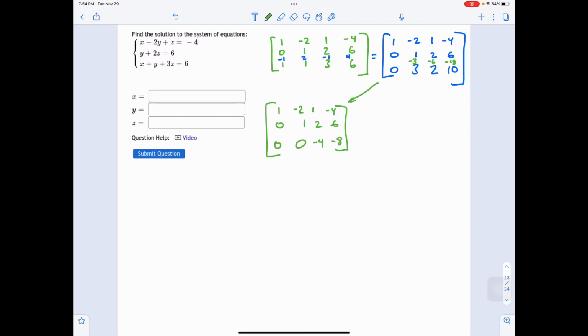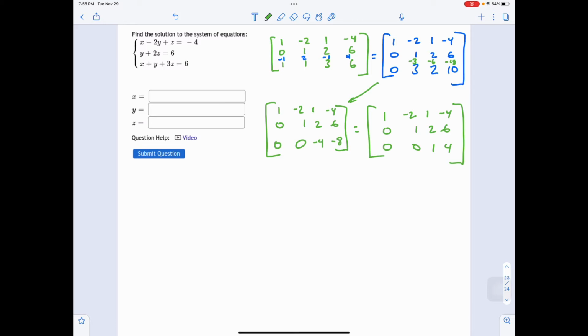Great. Now our goal is to get 1, 1, 1 across the line. So let's go ahead and start simplifying this. Let's go ahead and divide by negative 4. Since I can divide the whole row by negative 4, what's negative 4 divided by negative 4? That gives us our new value of 1. Let's go ahead and fill that out. It'll be 1, negative 2, 1, negative 4, 0, 1, 2, 6, and 0, 0, 1, 4.